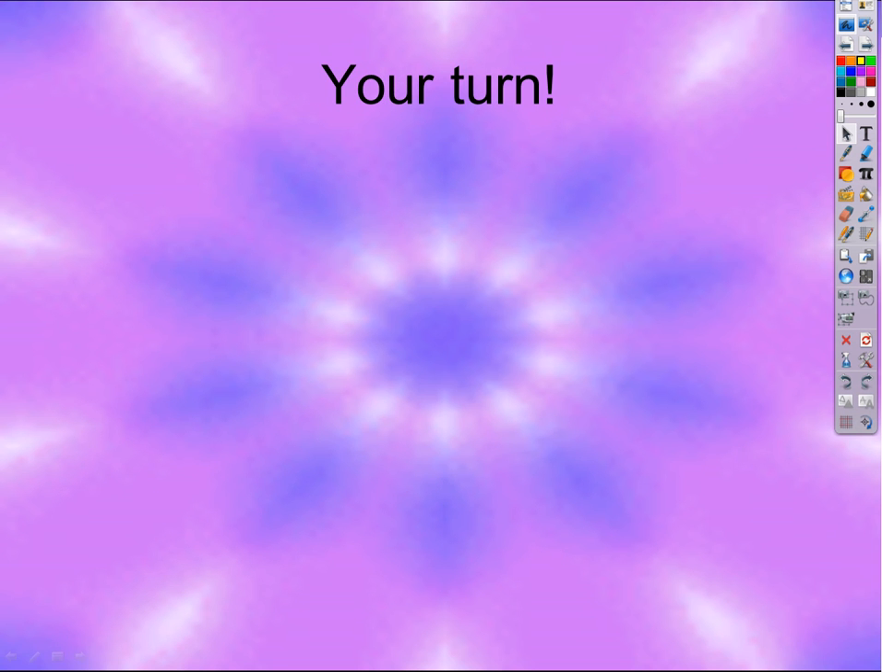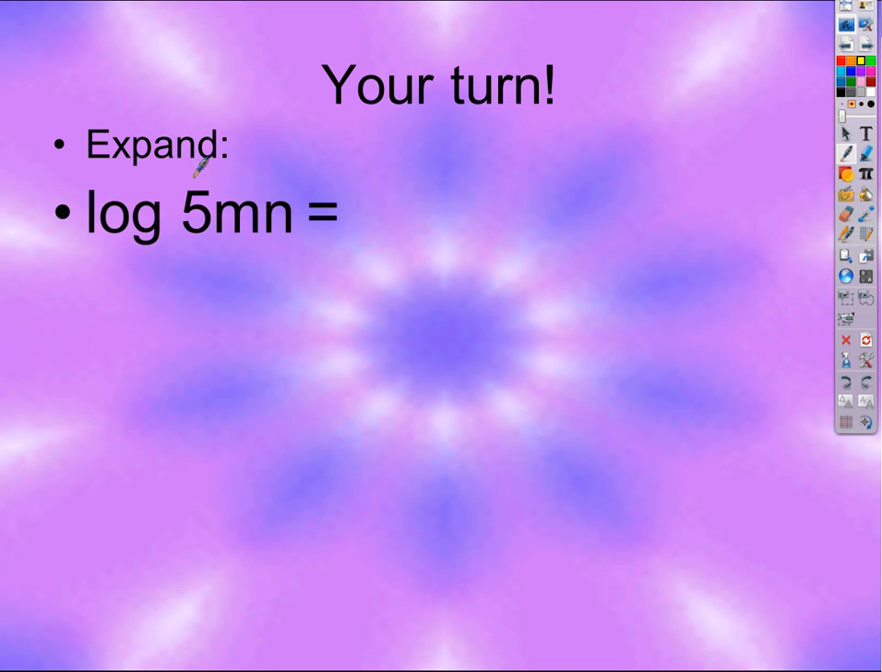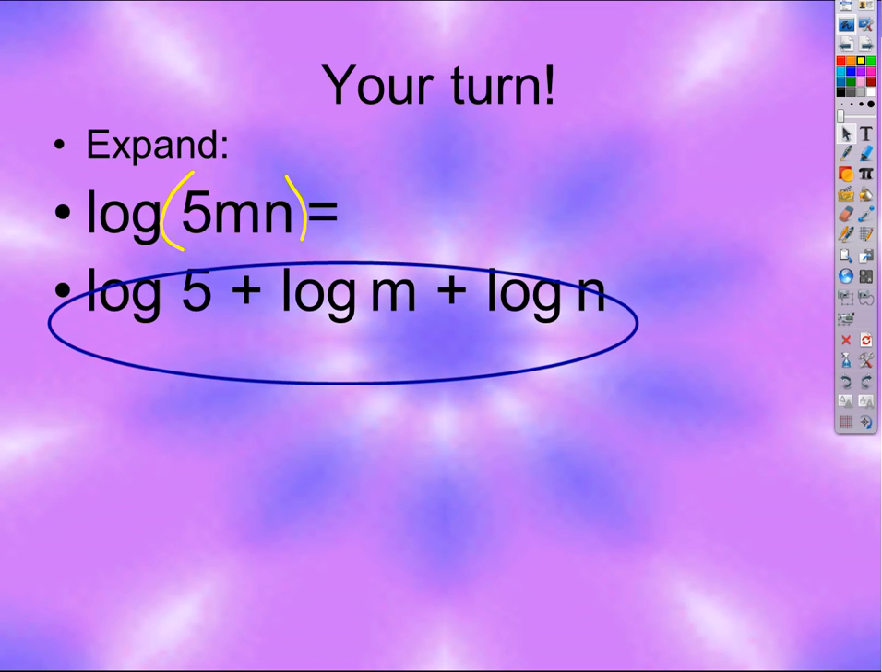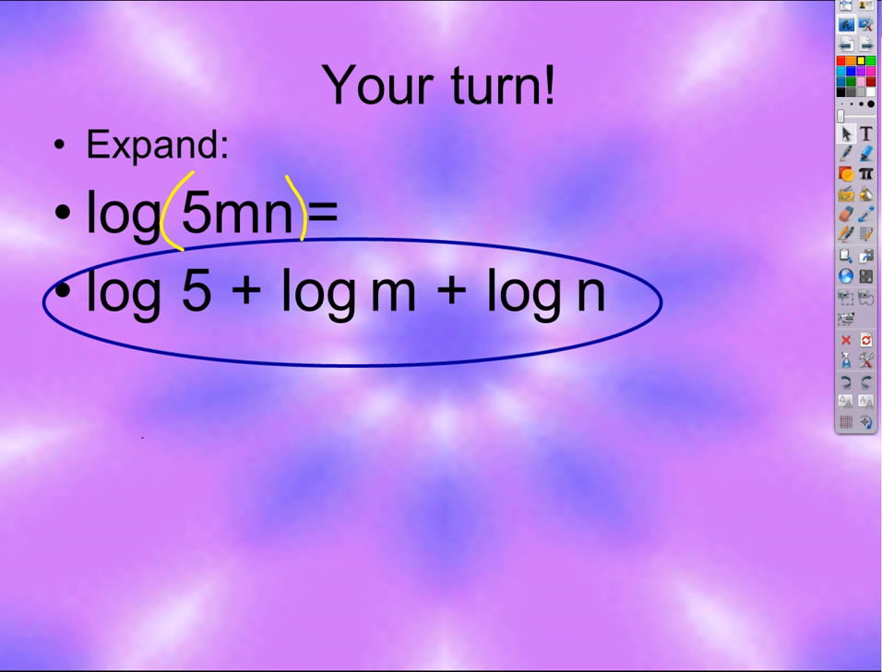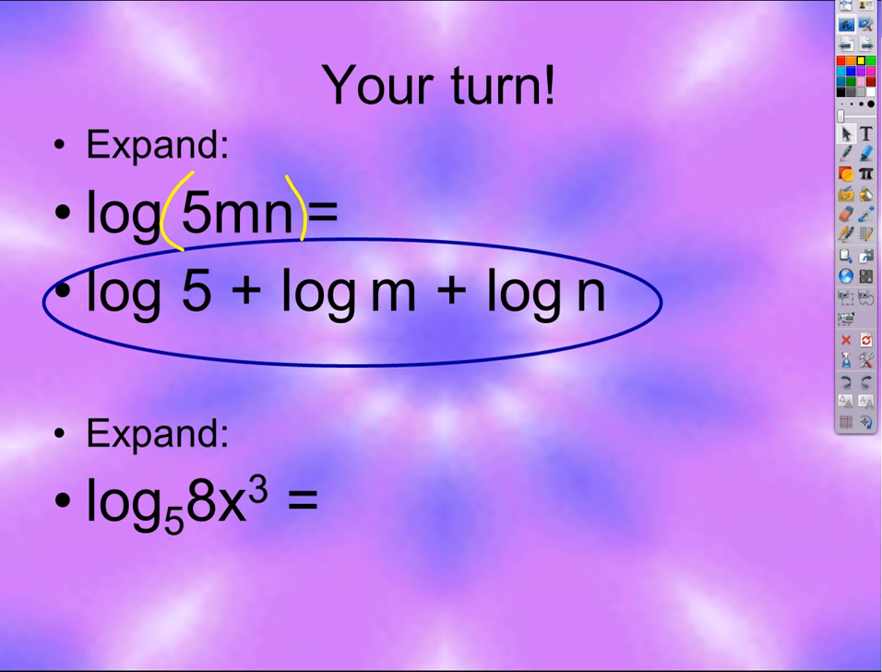What can I do with that? If I have a log of a product of 3 things, what do you suppose I do? Yeah, expand it out into a sum of 3 small logs. The log of the product of 5 times m times n is just log 5 plus log of m by itself plus log of n by itself. And then that guy right there.